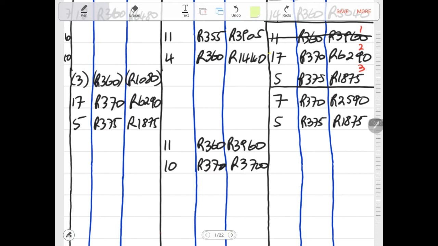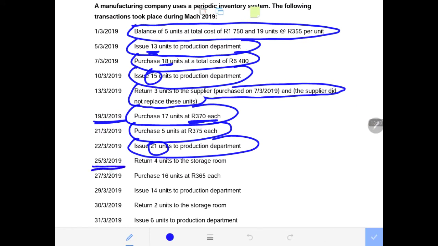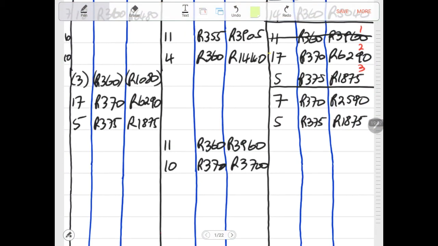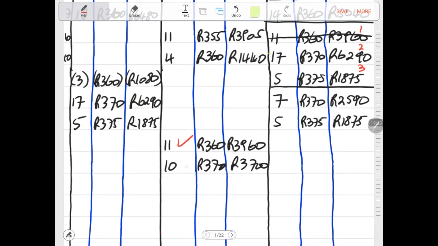Now we go to the next transaction, and saying that we have issued the whole 11 units, we now have to come to the 25th day of the month, where we return 4 units to the storage. Remember, we are returning back to the issue. Now we return 4 units. How are we returning this 4? Or which units are we returning? Because previously, if you remember, we issued how many? We issued 11 and 10. Now if we are returning back to the storage, which ones are we returning?